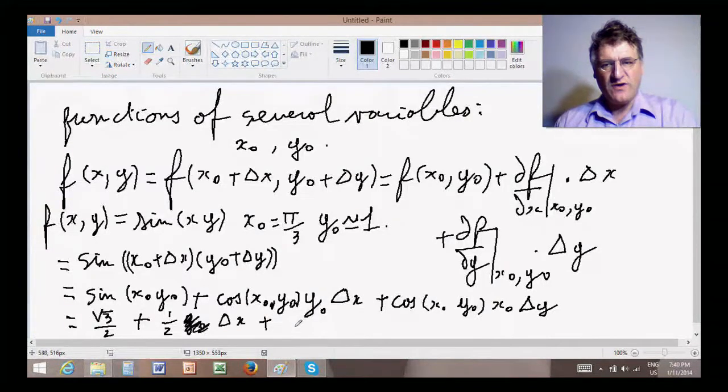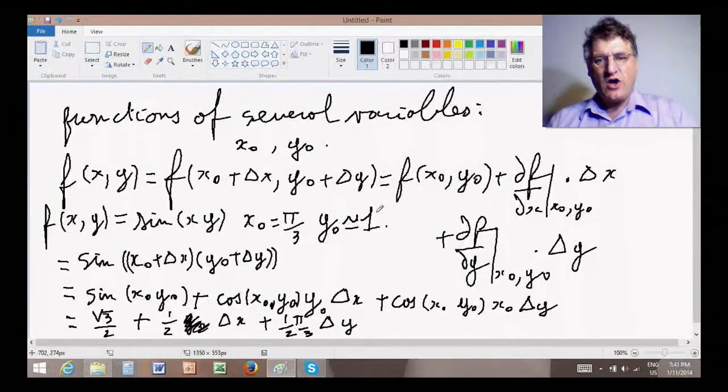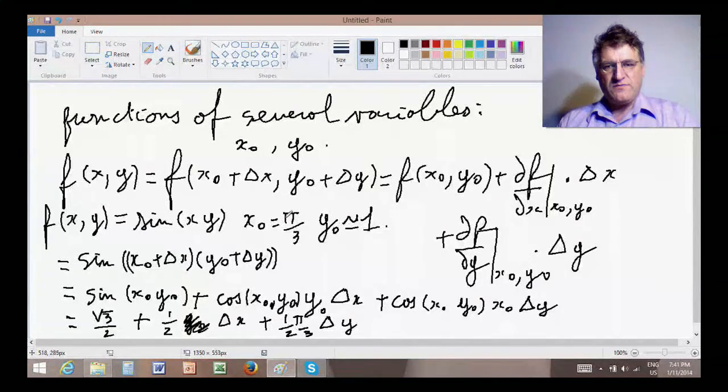plus, likewise, 1/2 times x0, which is pi over 3, times delta y. And so, square root 3 over 2 plus 1/2 of delta x plus 1/2 of pi over 3 times delta y is the linearized expression for f in the vicinity of pi over 3 and 1.